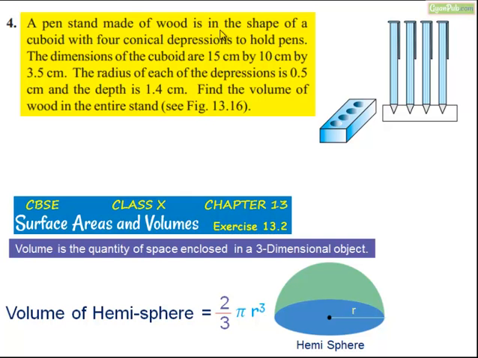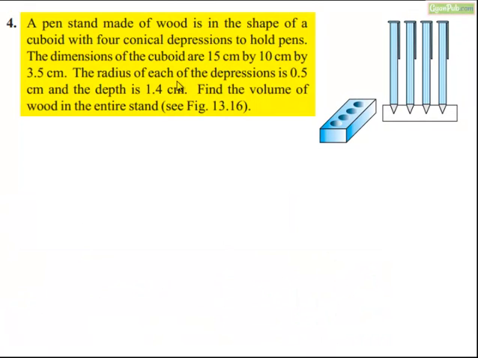A pen stand made of wood is in the shape of a cuboid with 4 conical depressions to hold pens. The dimensions of the cuboid are 15 by 10 by 3.5 centimeters. The radius of each of the depressions is 0.5 centimeters and the depth is 1.4 centimeters. Find the volume of wood in the entire stand. Now coming to the solution.